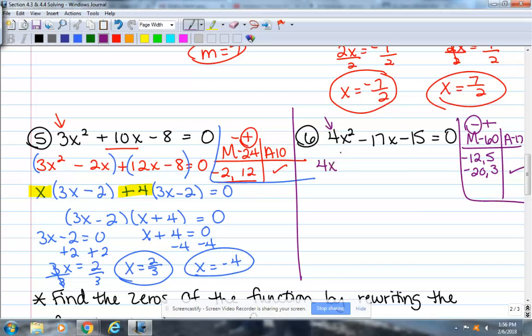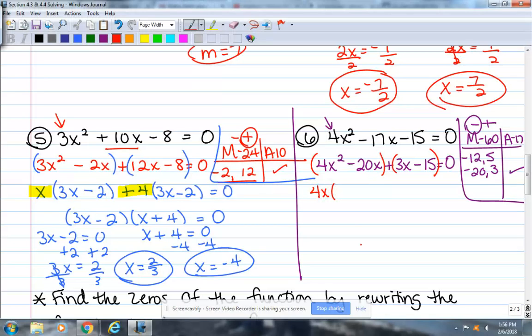So I got 4x squared, and then in the middle, I'm going to put a minus 20x plus 3x minus 15 equals 0. Then we got grouping. What's the GCF right here in this group? Not just x. There's a bigger one. 4x.